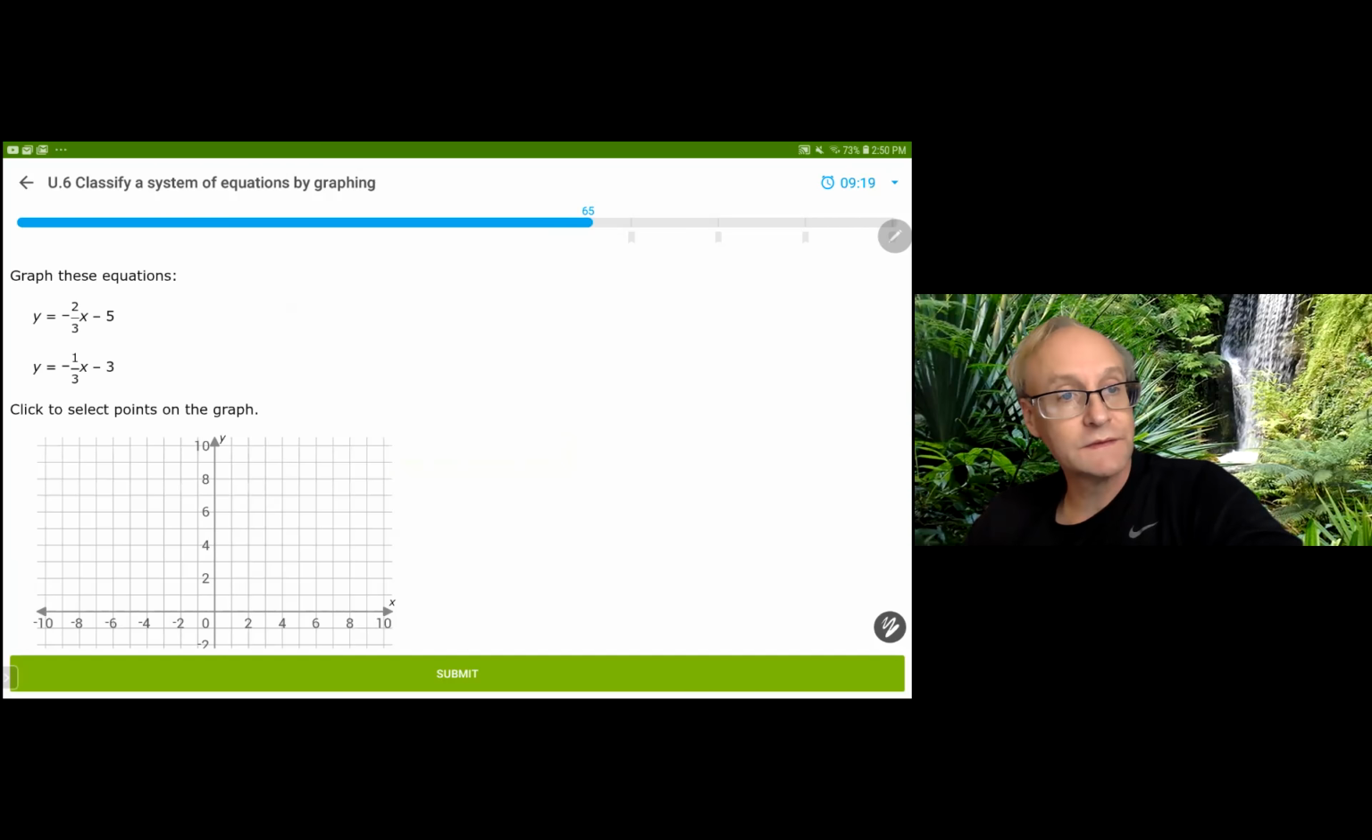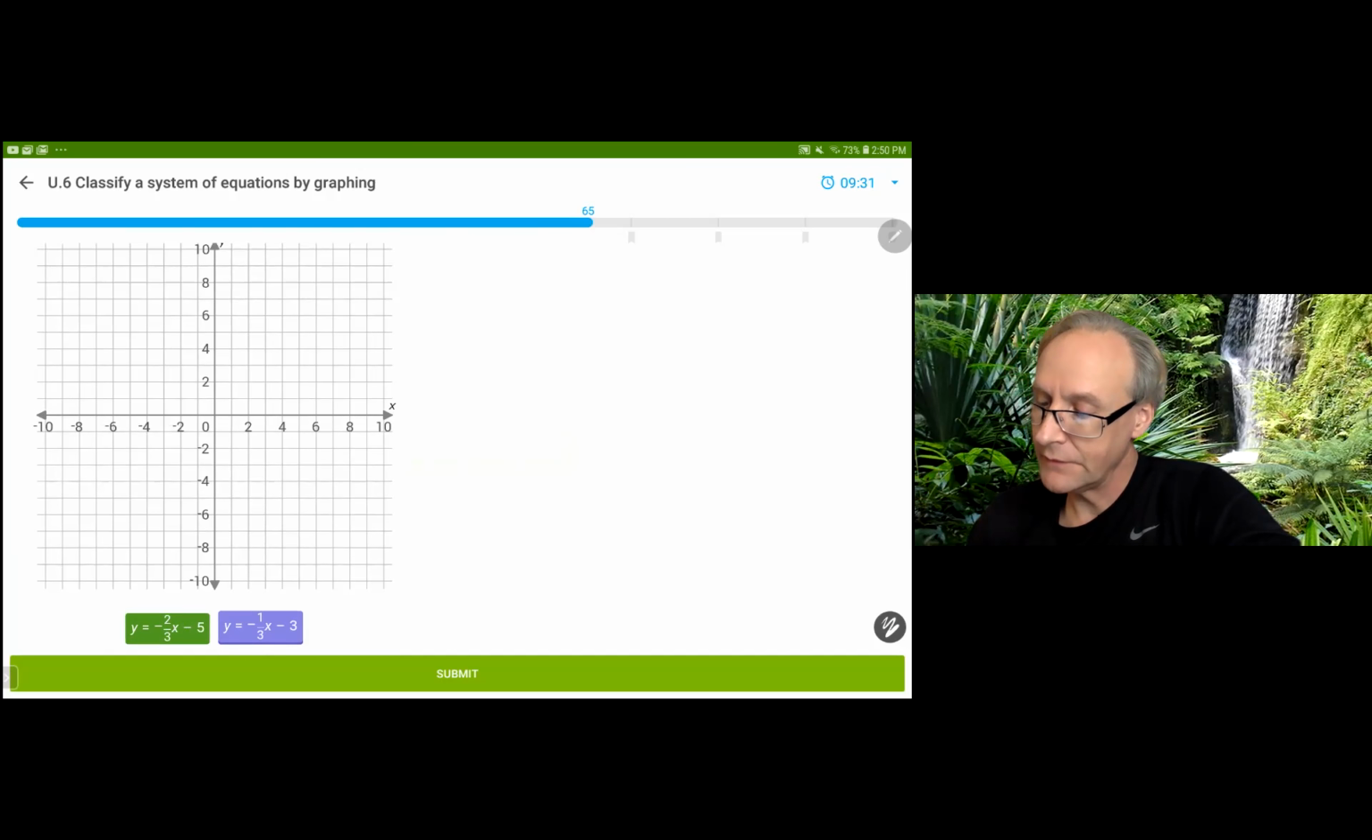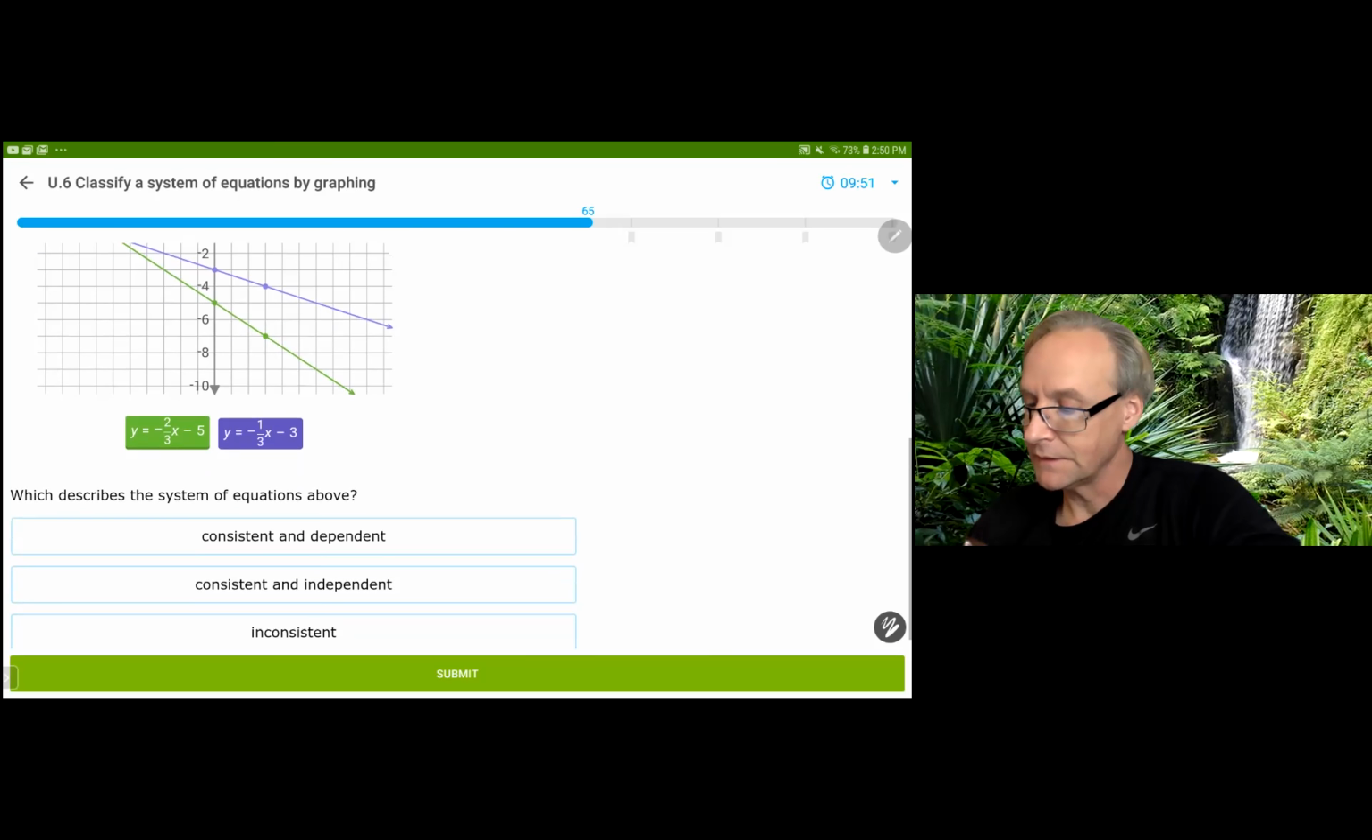All right, we have different slopes, different intercepts. That means that we have one solution. We say they are consistent because they have a solution, and they're independent because they're different lines. Let's graph them. 0, -5 on our green one, and has a slope of -2/3. There it is. -3 on the blue one, and we have a slope of negative 1/3, which is right there. And we can even see what the solution is. It's going to be at -6, -1. So there's our solution, and it is consistent and independent.